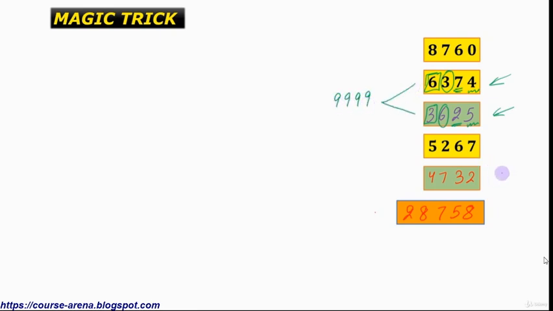Similarly, this is not a random number. This was the number given by you, that is 5267. And this is the number 4732 that we had written deliberately. So this number is again 9999. So this 9999 can in fact be written as 10,000 minus 1. And again this quantity can also be written as 10,000 minus 1.